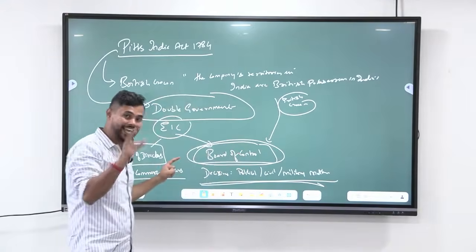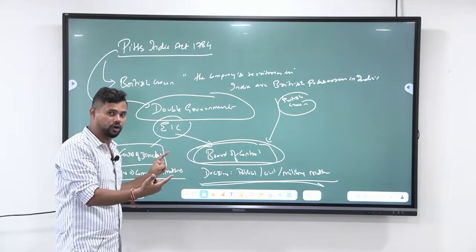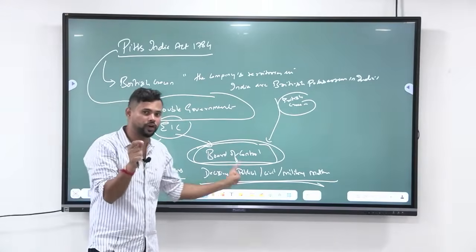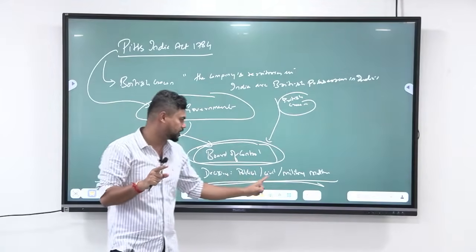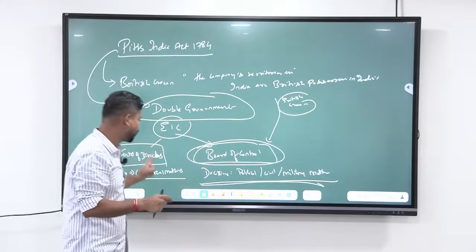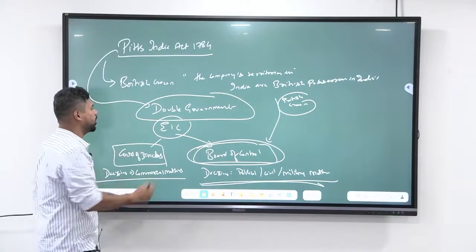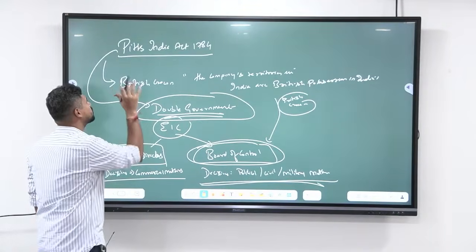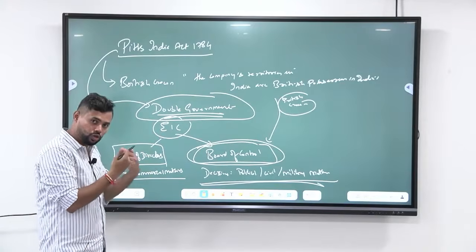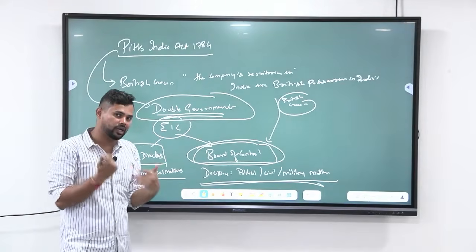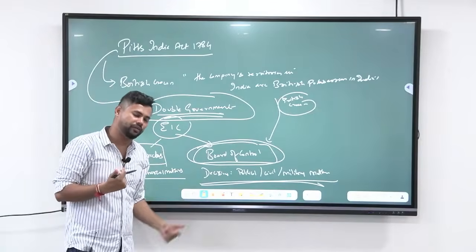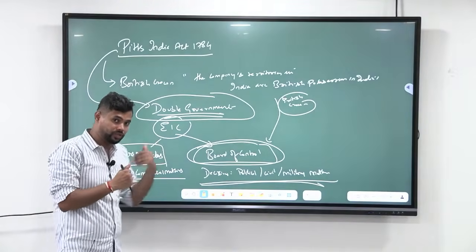That is why it says the company's territories in India are British possessions in India. It takes control of the management of the East India Company by creating the board of control and giving them the powers of political, civil and military matters. And this division of powers is what is called double government. So this is the essence of Pitt's India Act 1784. So you understood how the evolution has happened from Regulating Act 1773 to Pitt's India Act 1784. Now let us move to the next act.